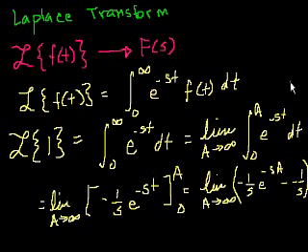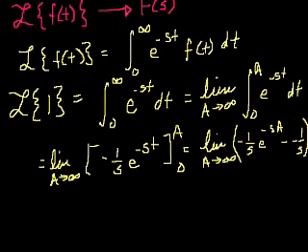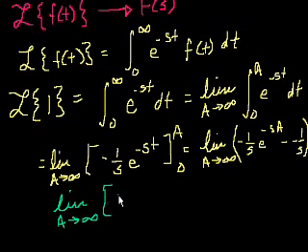Fair enough. And then let me scroll down a little bit. I wrote a little bit bigger than I wanted to, but that's okay. So this is going to be the limit as a approaches infinity of minus 1 over s e to the minus s a, minus minus 1 over s, so plus 1 over s.